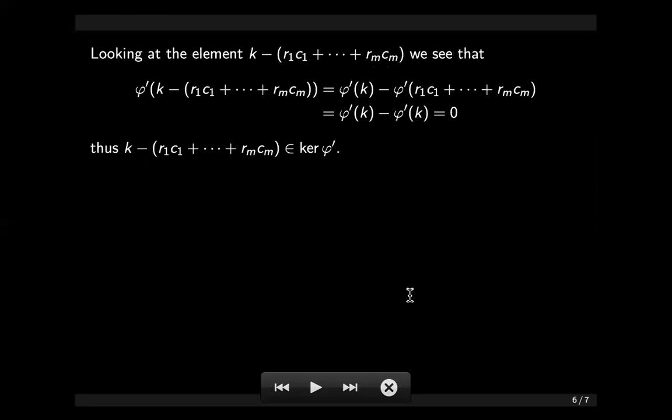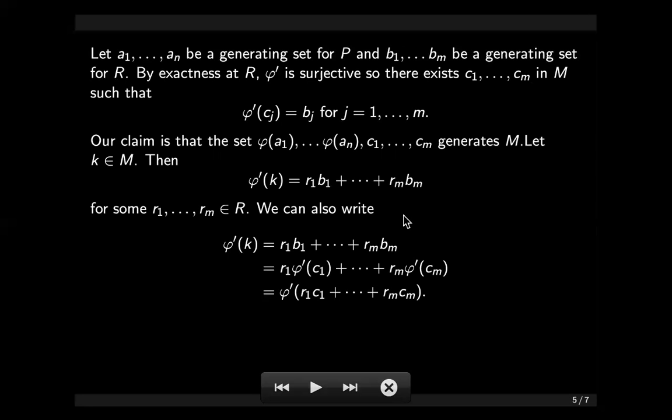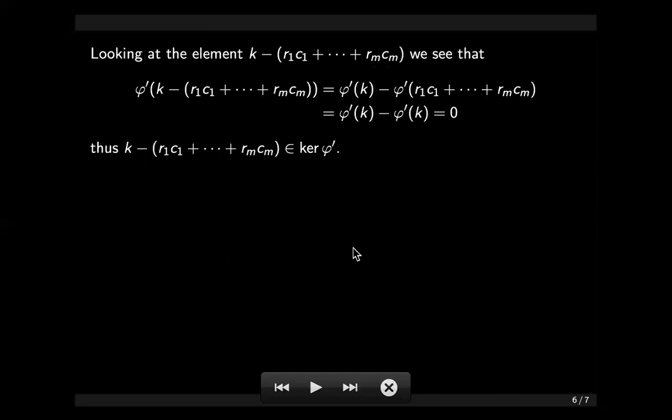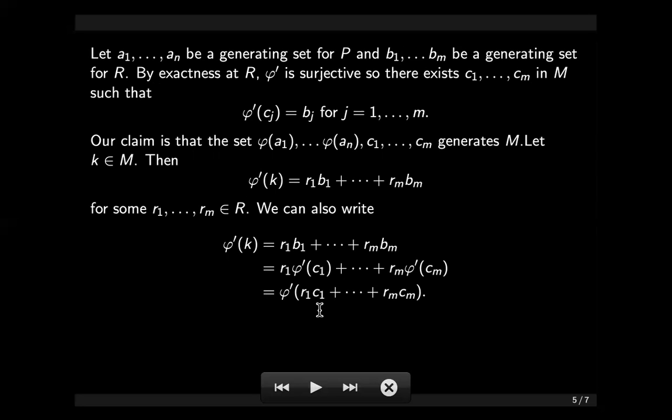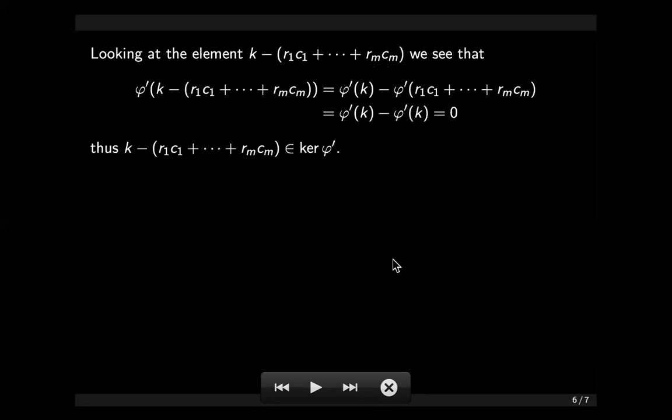So we could consider the element. We have two expressions here. We have our element K, and we have the image of K, which is written in this form, R1 C1 plus dot dot dot RM CM. So now we're going to consider the element K minus (R1C1 plus dot dot dot RMCM). Of course, this is an element of M.